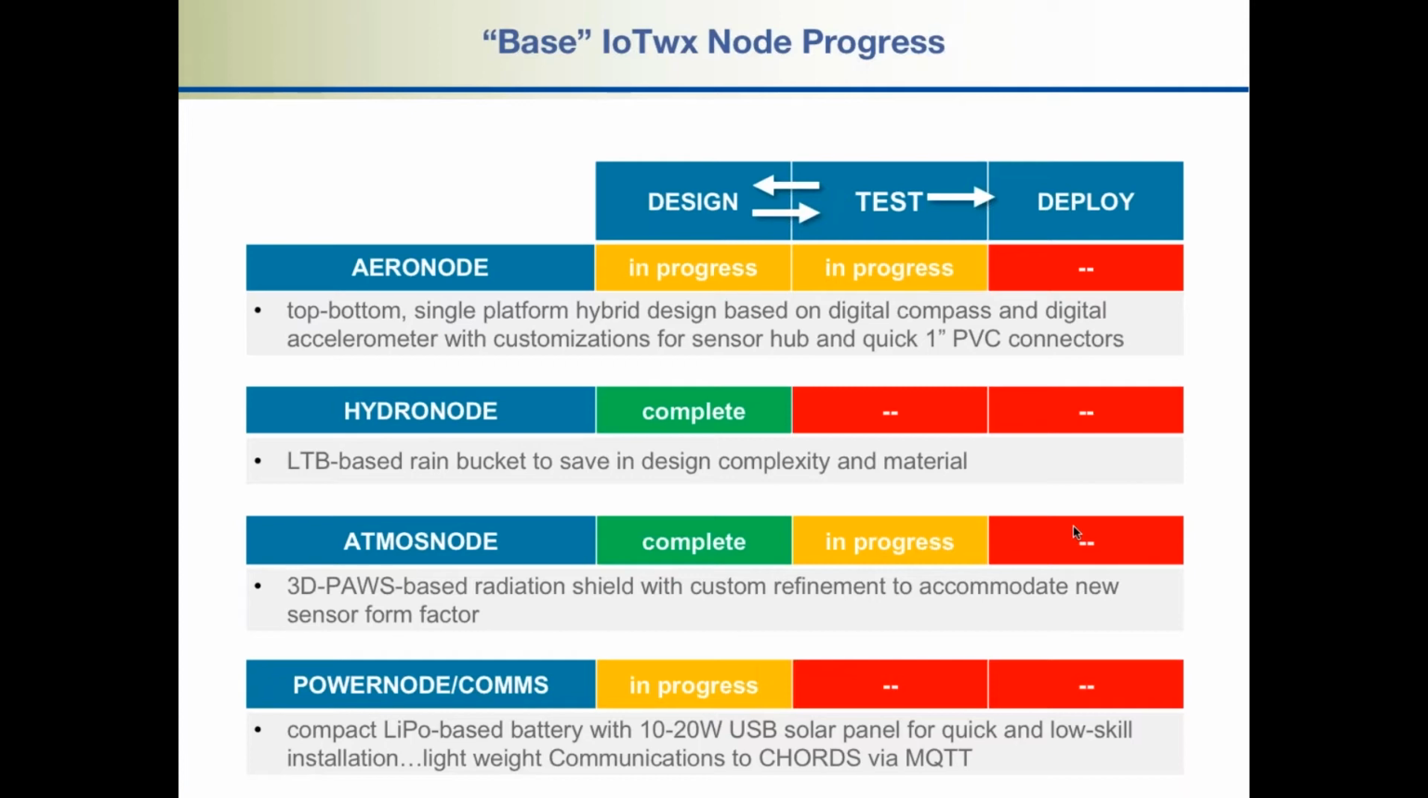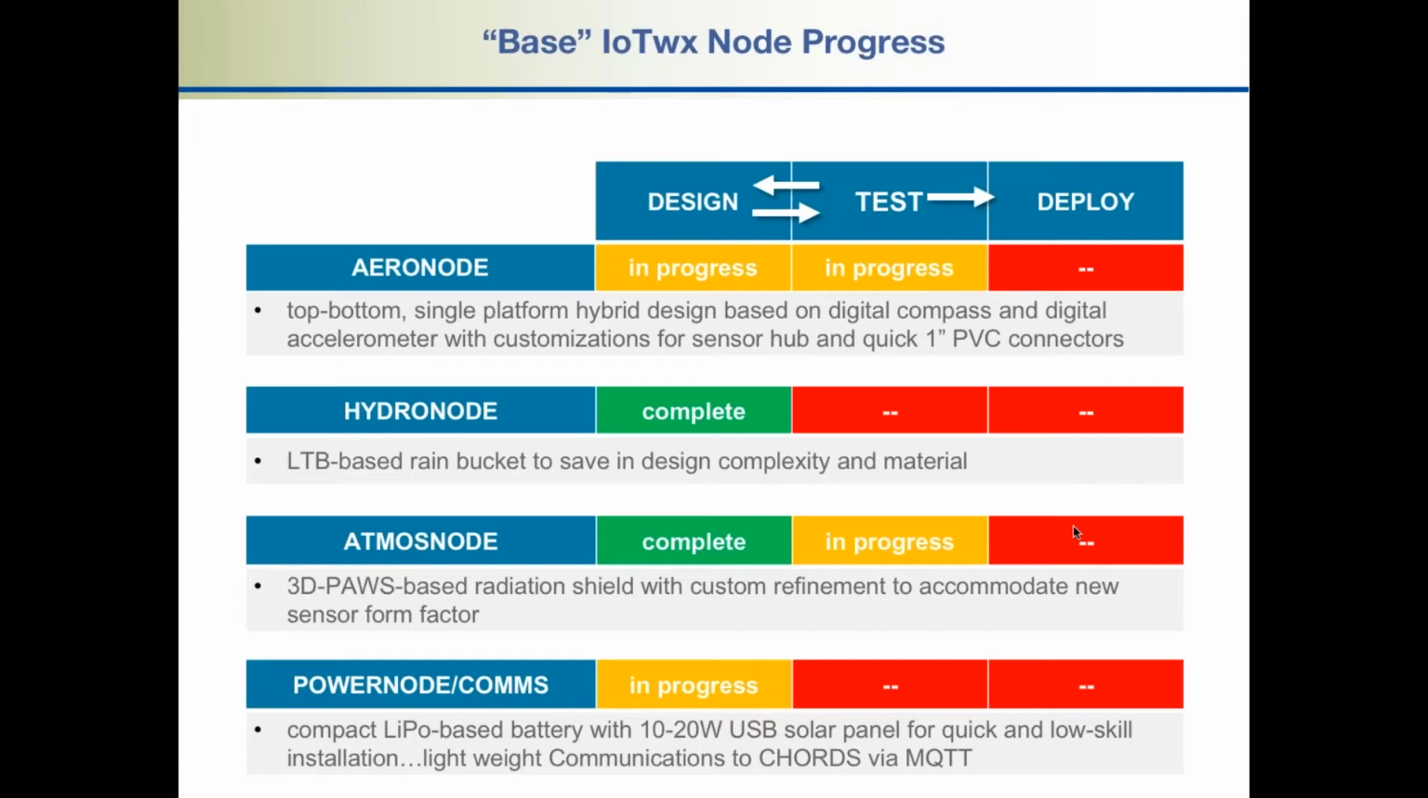So instead of using that, we're using smaller LiPo-based batteries and solar panels that allow us to power the system. And then we use a communications protocol called MQTT that allows us to take the data from the sensors and put it through the internet onto cores.